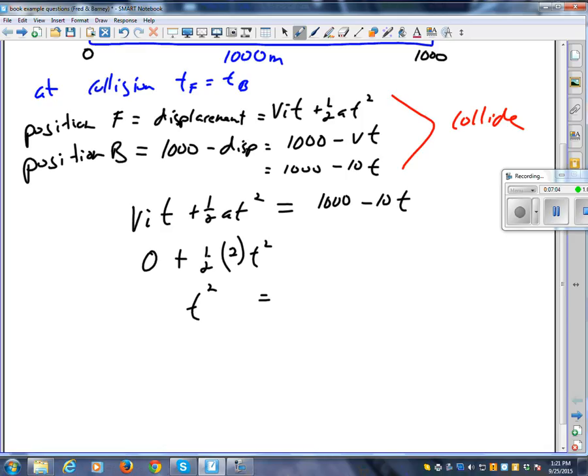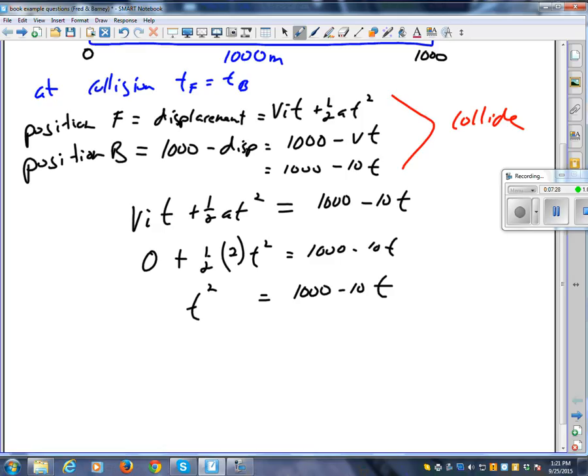If Fred accelerates for 1 second, 1 squared is 1, he's gone 1 meter. 2 seconds, he's gone 4 meters. 3 seconds, he's gone 9. 4 seconds, 16 meters, and so on. Over here, I've got 1,000 minus 10t, and I can't plug anything else in there, so I've got t squared is equal to 1,000 minus 10t.